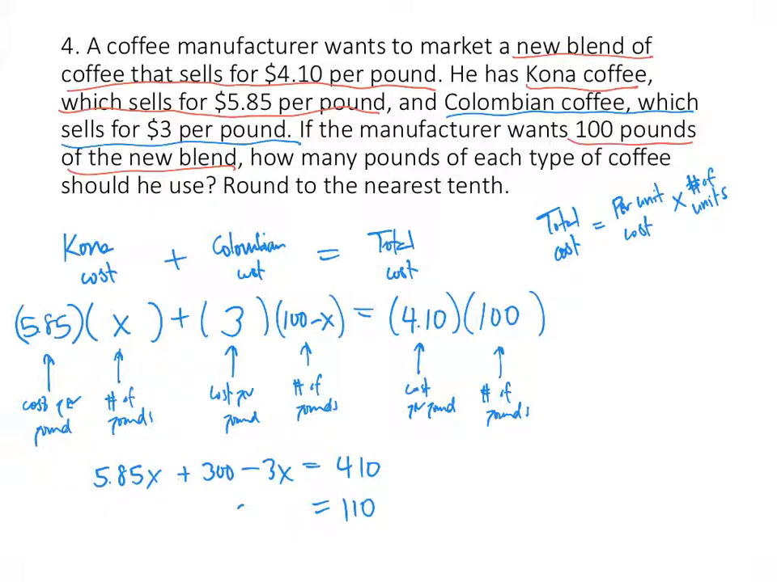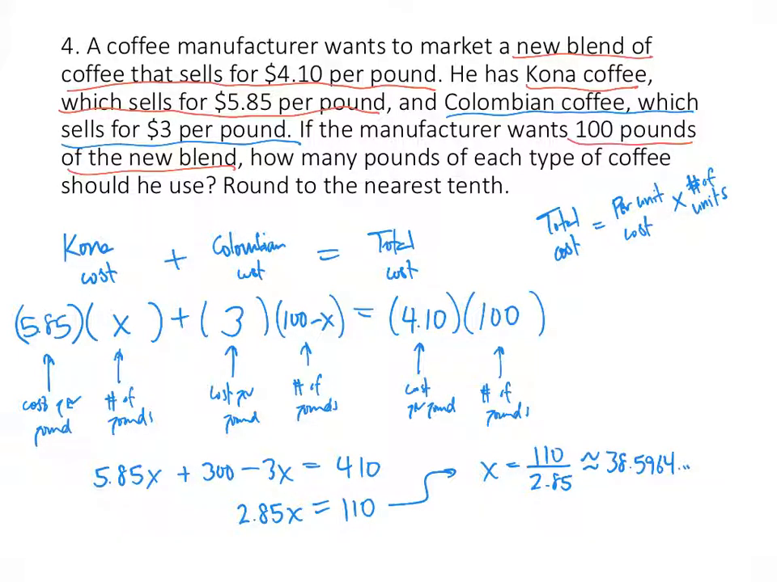5.85 minus 3 is 2.85. And now we're going to divide both sides by 2.85. We get 110 divided by 2.85. Putting that in our calculator tells us that this is approximately 38.5964. And now we have to make sure that we answer the question.